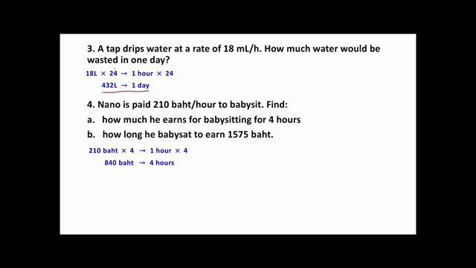And part B, how long can he babysit to earn 1,575? So this time it's 210 per hour. He wants 1,575. So this time we need to do 1,575 divided by the 210. That will give you how many hours he actually needs to work for. So think of it as a fraction. So first simplify. Okay, we can see they're both divisible by 7. So it becomes 225 over 30.